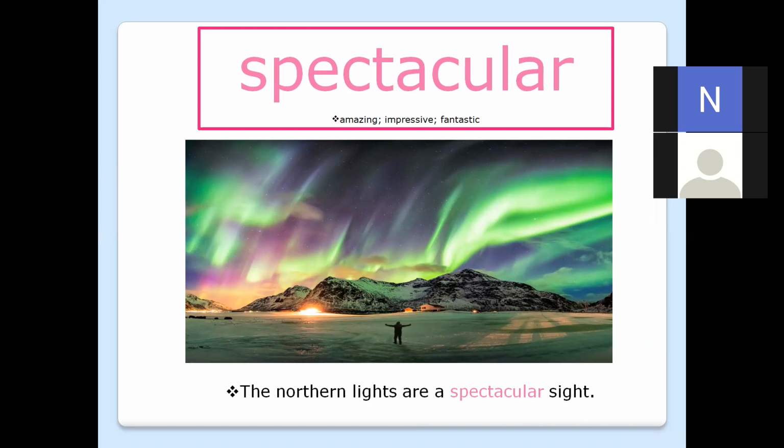Spectacular. One more time. Spectacular. Spectacular means amazing, impressive, and fantastic. The northern lights are spectacular sights.